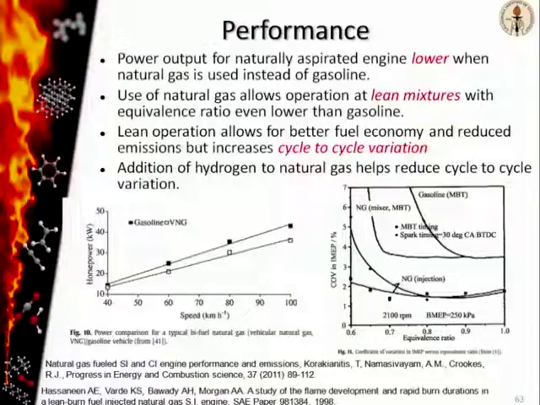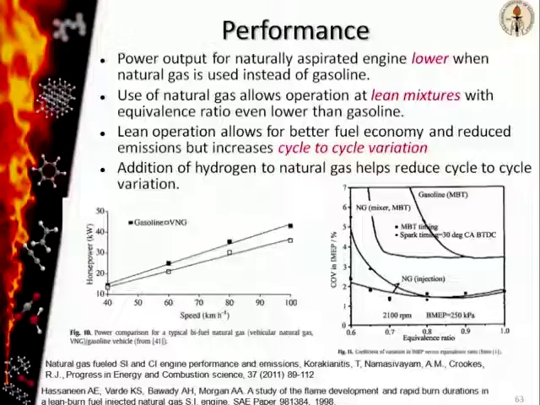One of the benefits of using natural gas, though, is that you can operate at lean mixture ratios, which are essentially equivalence ratios much less than 1. Typically, operation in this regime allows you to have better fuel economy as well as reduced emissions. But operation in this mixture is not possible with gasoline because it results in excessive cycle-to-cycle variation.